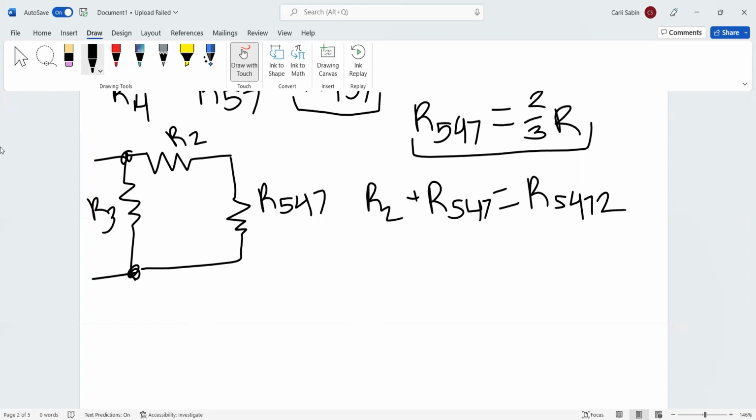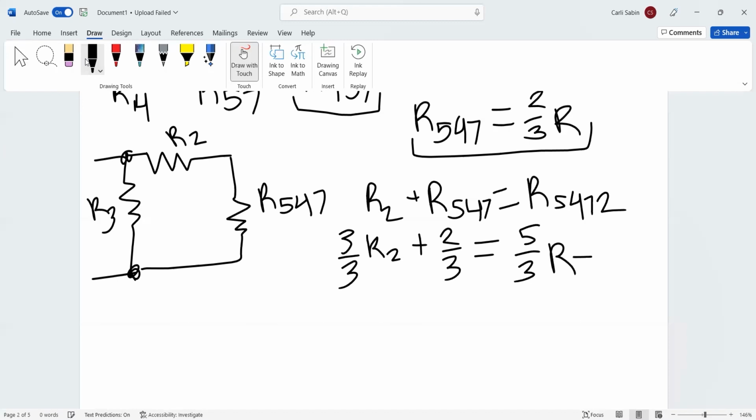Let's see, R of 2 plus R of 5,4,7 is going to be 2 over 3R. I want to keep that right. And then, so we know that R2 is just R, but we want a common denominator, so we can make this 3 over 3 and go ahead and add those. So we're going to get 5 over 3R. And that is going to be R of 5,4,7,2. That is that.